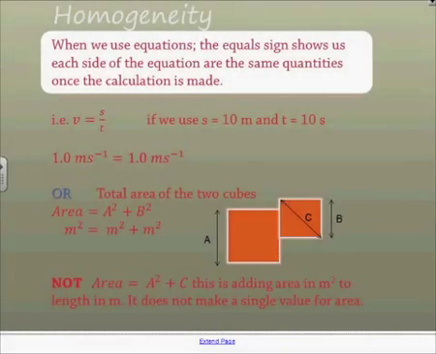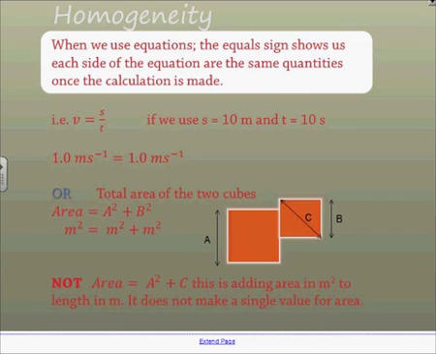Okay, here we're carrying on with topic 1, physical quantities and units. Now, what we're looking at here is homogeneity. Homogeneity associates itself with these base units. It tells us if something is homogeneous, then the equation can work.